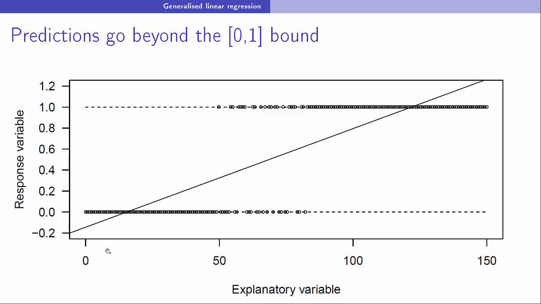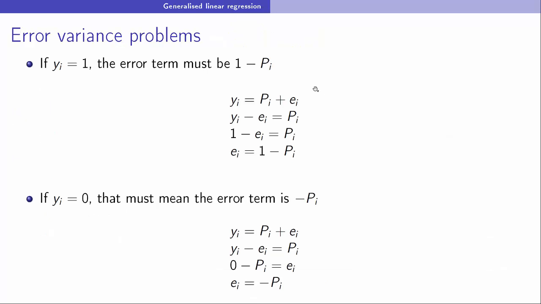So it's a little bit of a problem that the model would be predicting values beyond 0 and 1. You can't have a negative probability and you can't have a probability above 1. So our model's got some flaws. We've also got some other problems with our model.